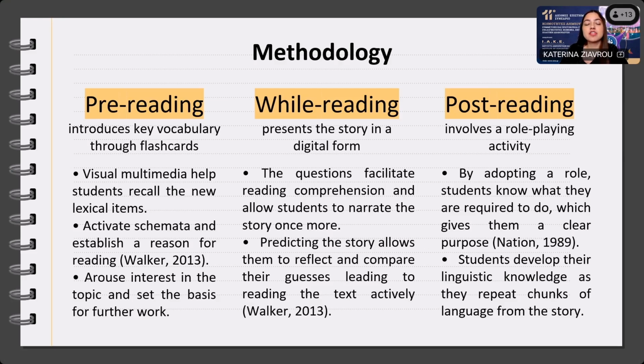Moreover, learners have the opportunity to predict the next part of the story, reflect on their anticipated answers about the characters and the plot, and compare their guesses against the story, a method which encourages them to read the text actively. The post-reading activity involves a role play in which pupils act out different parts of the story. By adopting a role, students know what they are required to do and what others expect from them, which gives a clear purpose to the activity. In this stage, they develop their linguistic knowledge as they repeat some chunks of language from the story.